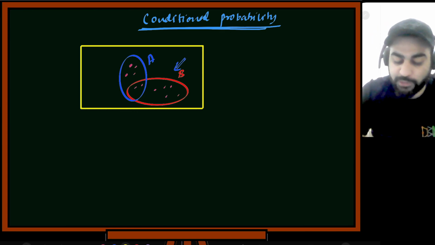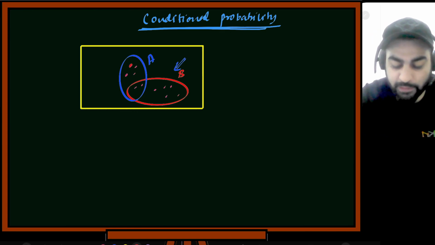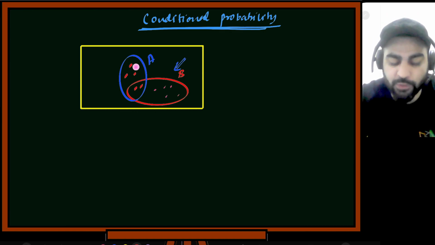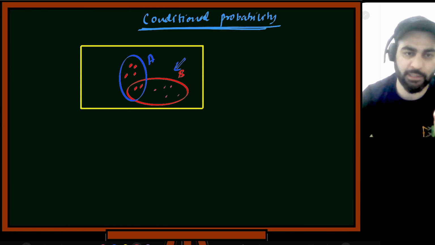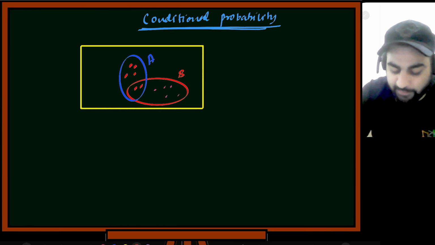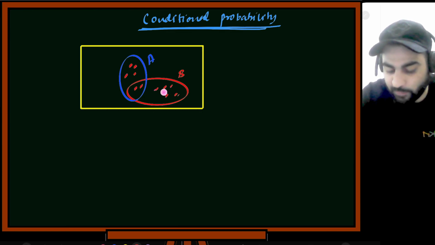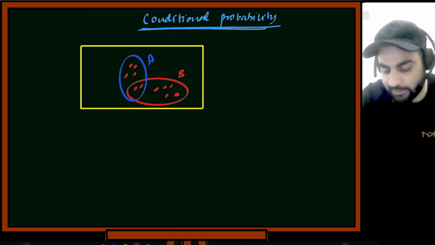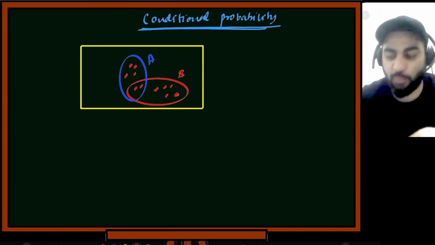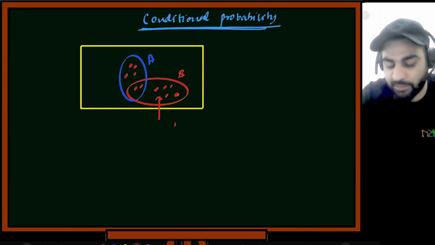Initially, these elements had some probability assigned. If these events were equally likely, here we have 6 elements, so each element in event A had 1/6 probability. In event B, if all the elements are again equally likely, I think there are 7 elements, so we had 1/7 probability. Now I'm saying B happened.